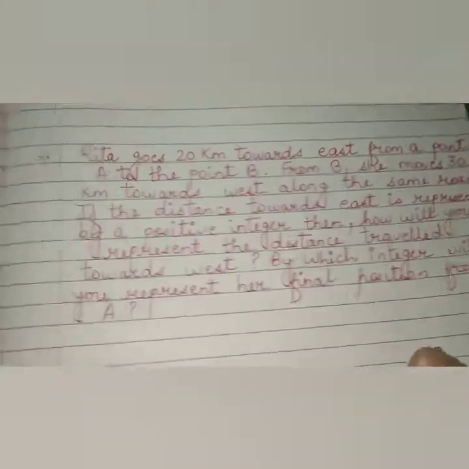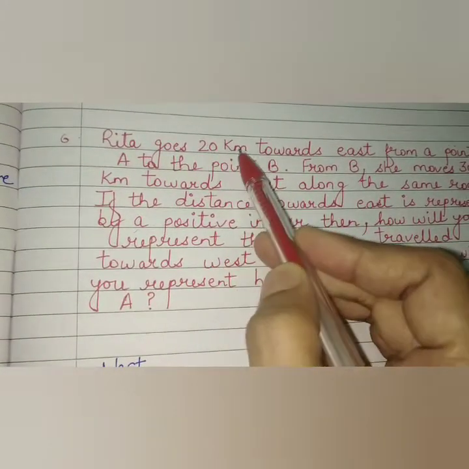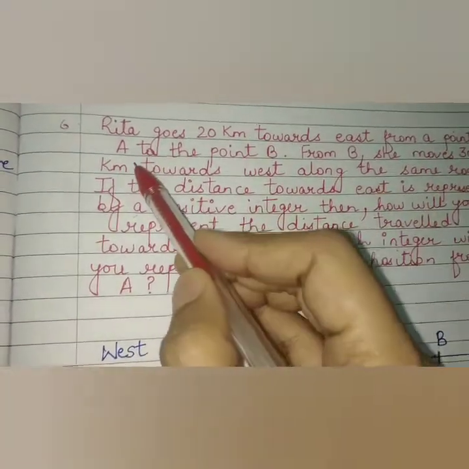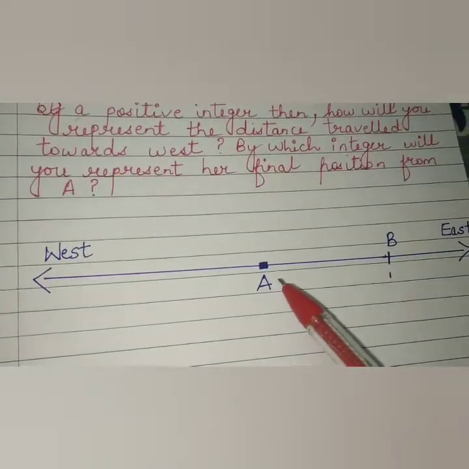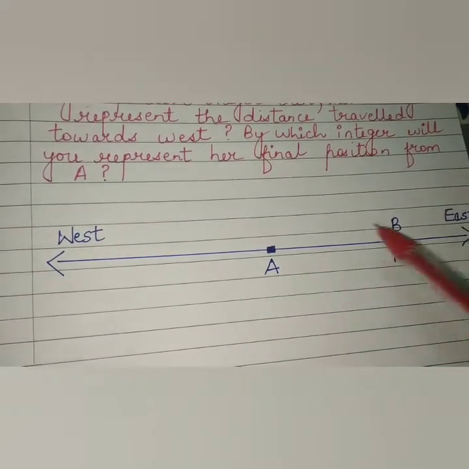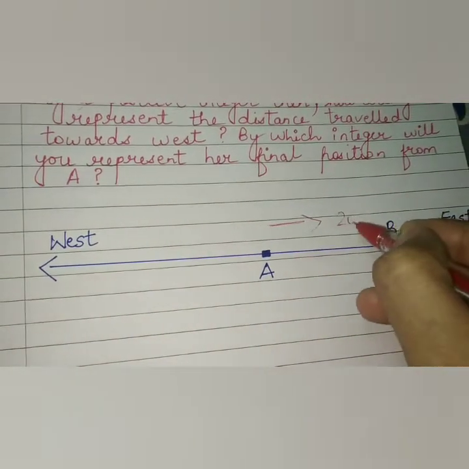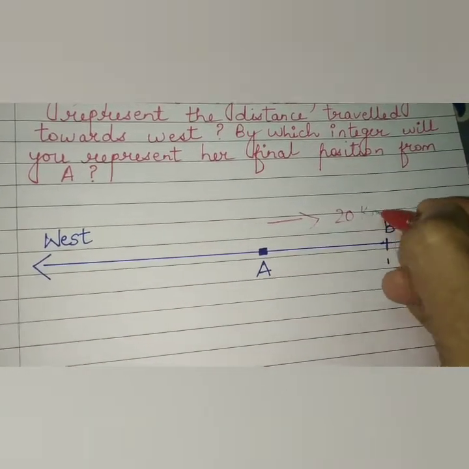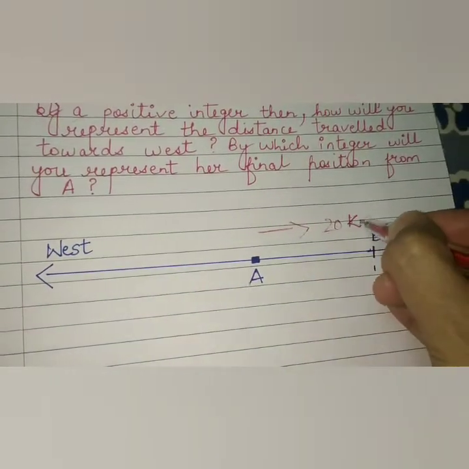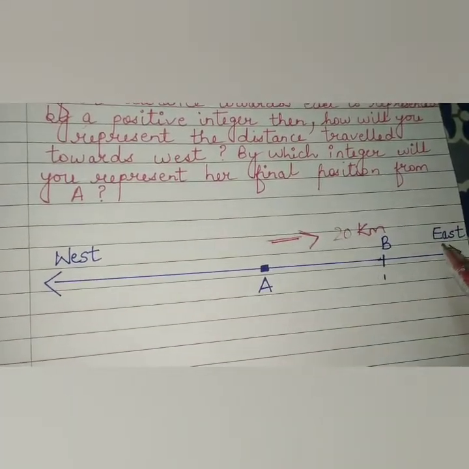Okay, now question number 6. Rita goes 20 kilometer toward east from a point A. As you can see this point, from point A, how many kilometers does she move? She moves 20 kilometer. So she moves 20 kilometer toward east from point A.